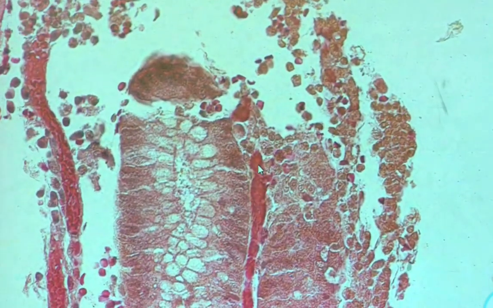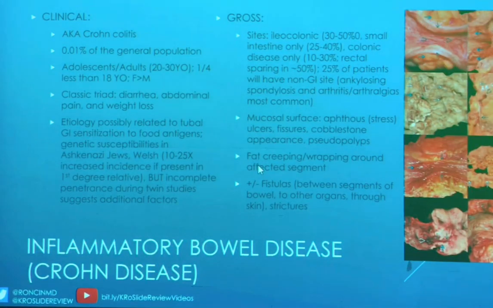Okay, so this is a Crohn case. Crohn's is 0.01% of the general population, so thankfully it's not all that common. This tends to affect young adults, more like 10 to 30, even though I wrote 20 to 30, because a quarter of them will be less than 18, and again, it affects females more than males. The triad of symptoms usually associated with Crohn's disease is diarrhea, abdominal pain, and weight loss.